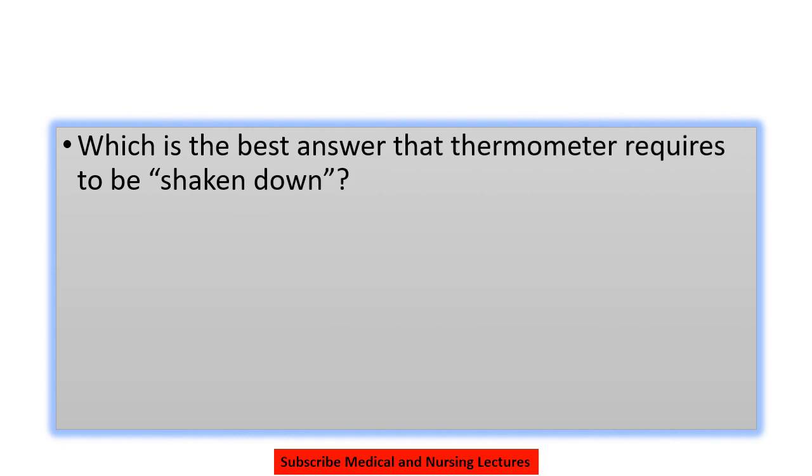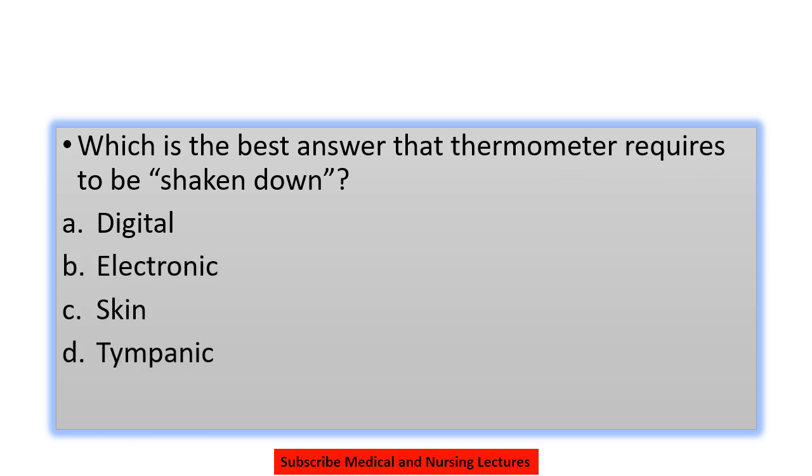Which is the best answer? Which thermometer requires to be shaken down? Digital, electronic, scan, tympanic, or glass. All of these are types of thermometers which we do not shake at all. Option E is the glass thermometer, which we also call the mercury thermometer. This is the only thermometer which we shake down to reduce the mercury level. Correct option is E, glass.